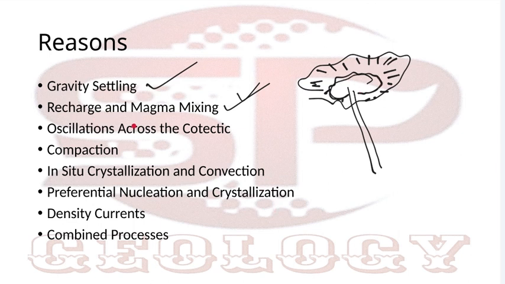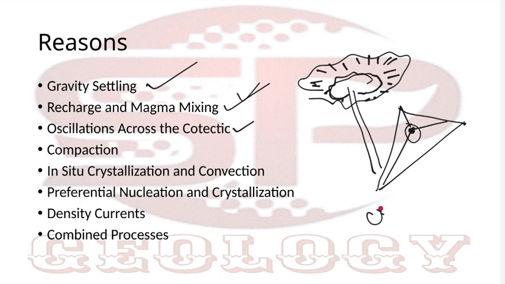After that, oscillation across the cotectic. Oscillation across the cotectic means if you are considering a eutectic diagram, this is the cotectic point. If there is a circulating hydrothermal system, or CO2 pressure variation, then what will happen? This cotectic will always shift, na.